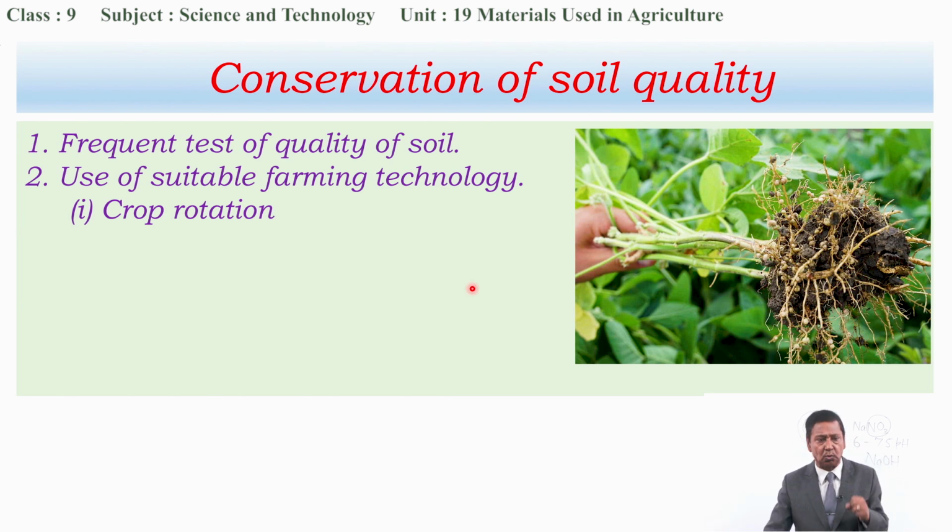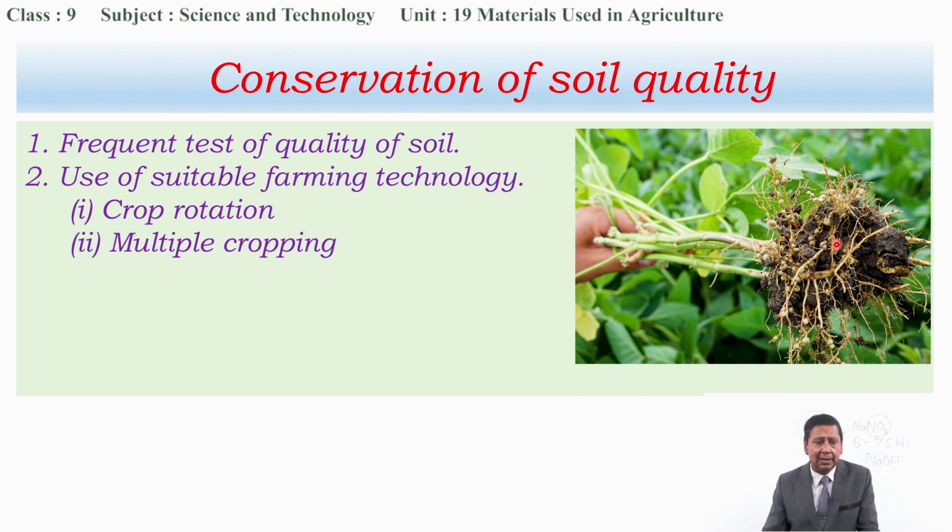Protein. That's why crop rotation should be done. Once a leguminous plant is used in the field, later in place of the leguminous plant another plant can be used there, just like paddy, wheat, corn, and after this again we can use a leguminous plant. This way crop rotation helps the conservation of soil quality.